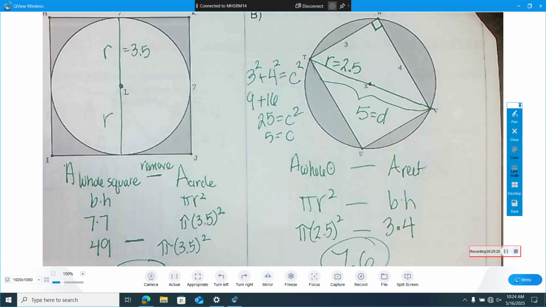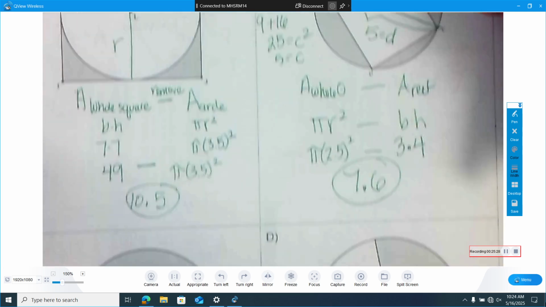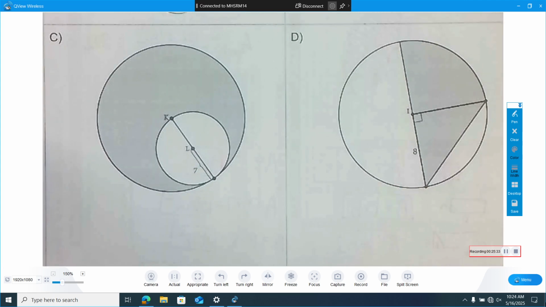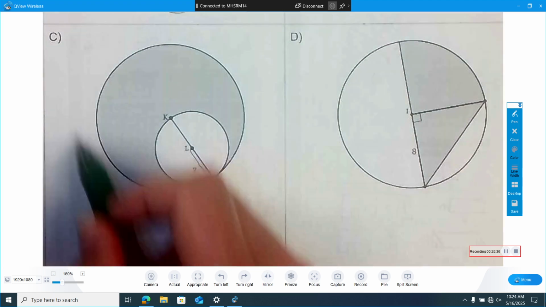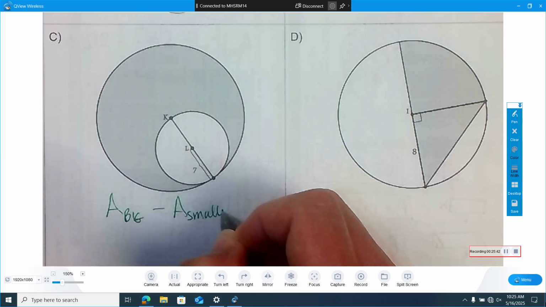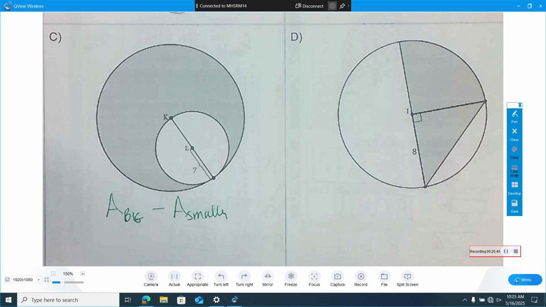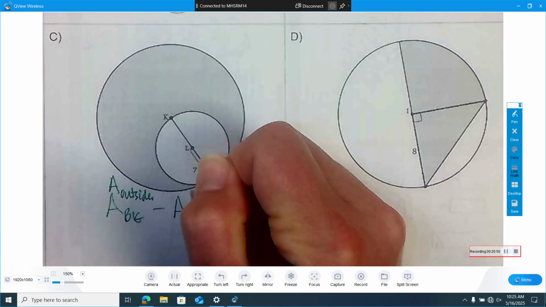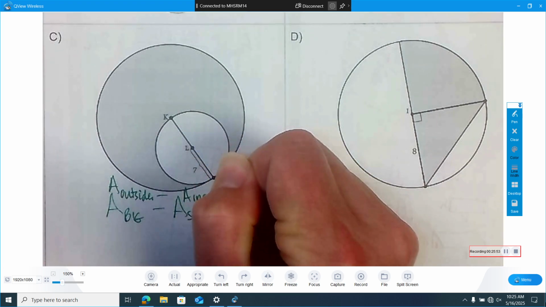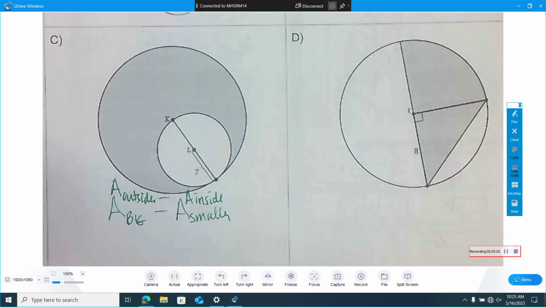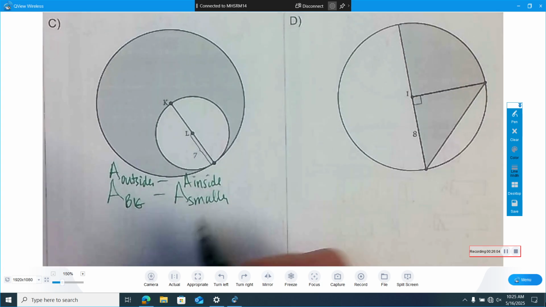Okay. Craziness, huh? All right, let's look at C and D, and then we're done. So, in general, we want to find the area of the big thing and subtract the area of the smaller thing, in general speaking. Or sometimes we think about it as the area of the outside thing minus the area of the inside thing. There are so many ways to think about this that will work. So when we look at this, what's the area of the biggest thing? The outside thing? It's a circle.